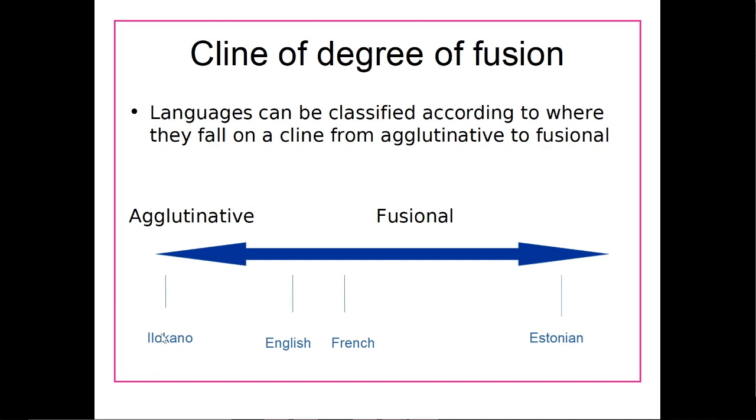So Ilocano is very agglutinative. English is a little bit there. French is kind of in the middle. And then Estonian is very fusional. So languages can be somewhere along this continuum. They don't necessarily have to be in one category or another.